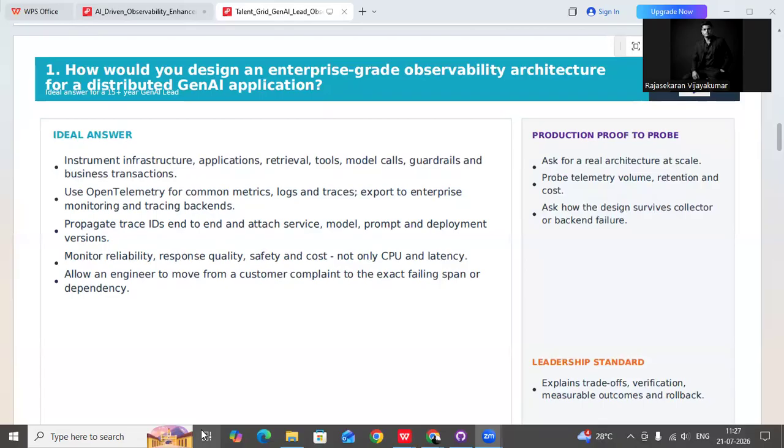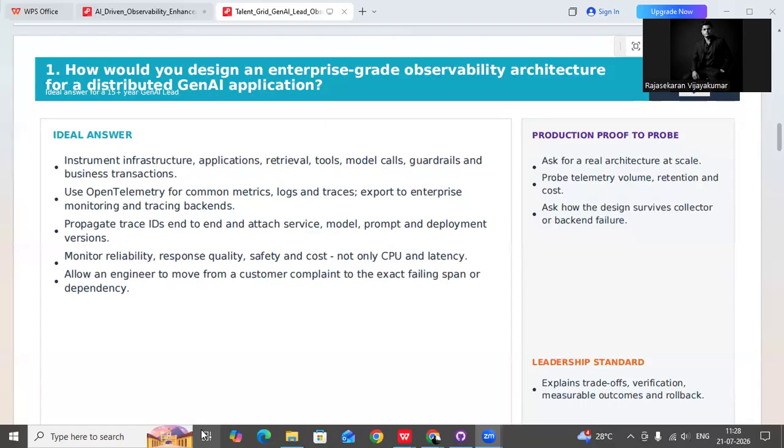Whenever the user sends a query, I will be using a unique ID or correlation ID to identify a unique request, because every incoming request we need to track. So for all the requests, I will be assigning a GUID, correlation ID, or traceability ID.